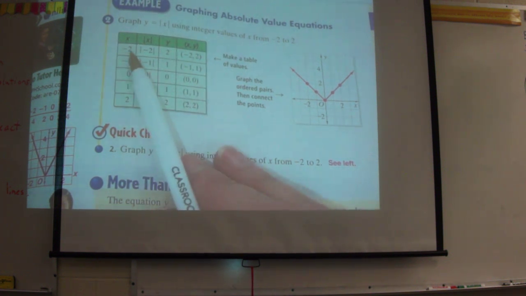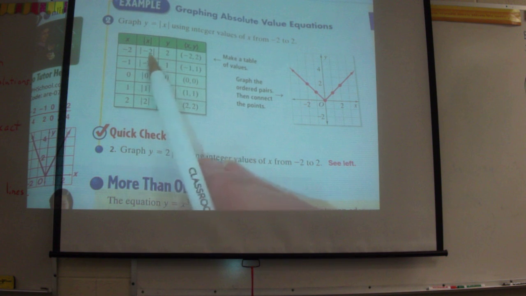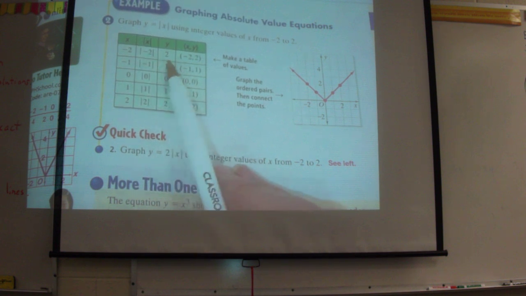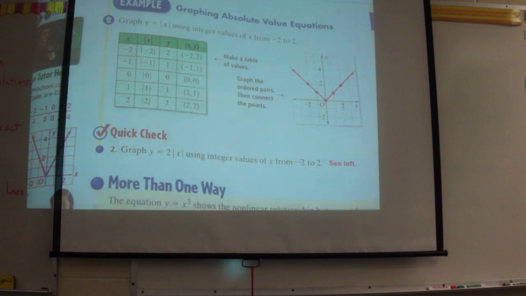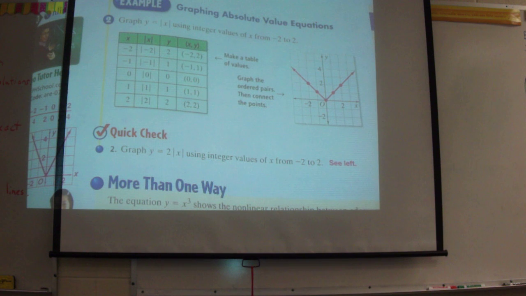So in the first case, if x is -2, the absolute value of -2 is 2, so our ordered pair would be -2, 2. Raise your hand if you have any questions about absolute value. We taught this in the beginning of the year and the middle of the year. And remember, it's how many hops from 0? What's the distance from 0? And then when you graph those ordered pairs, it makes this shape.